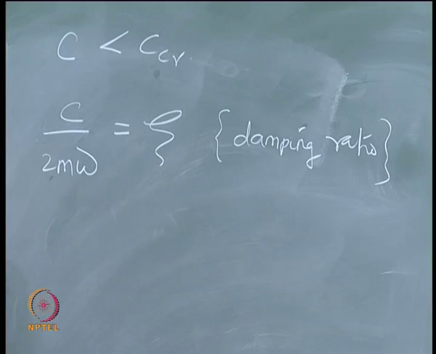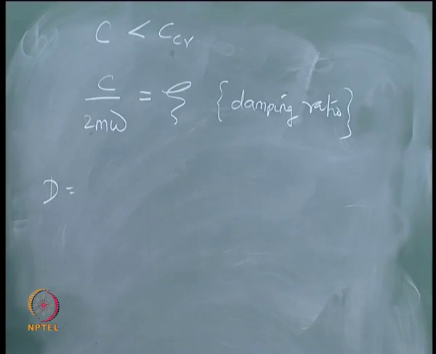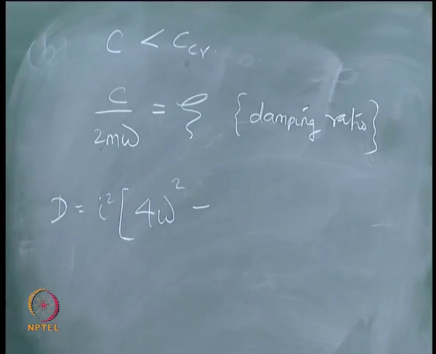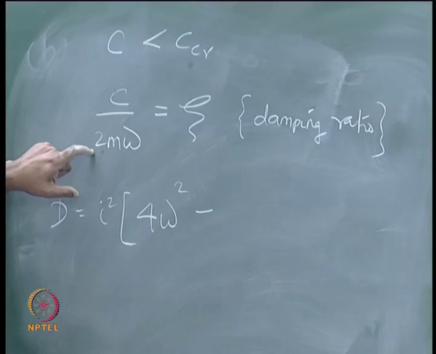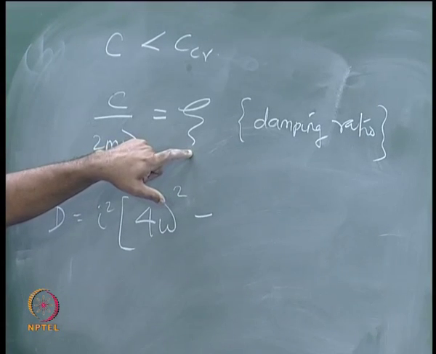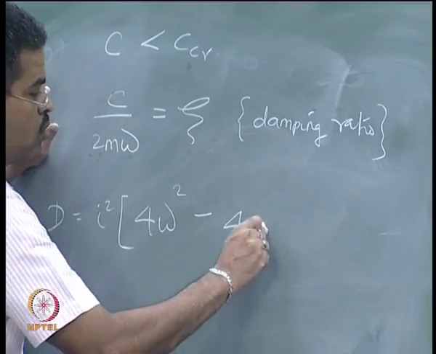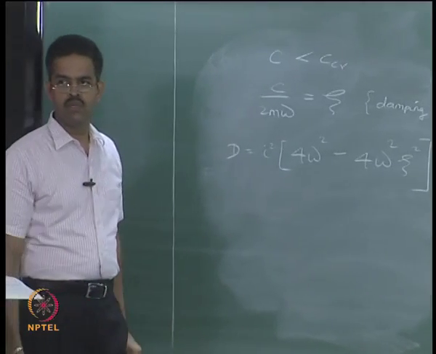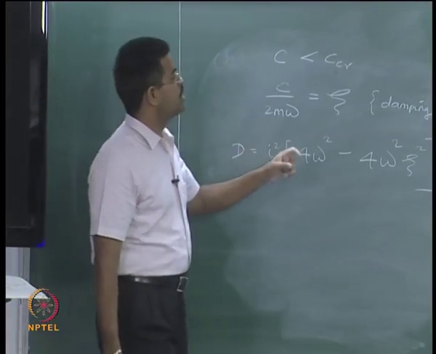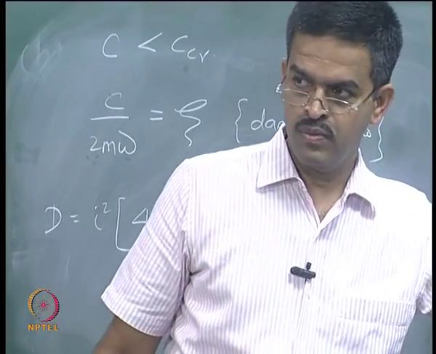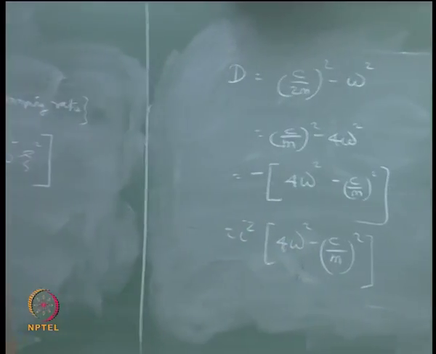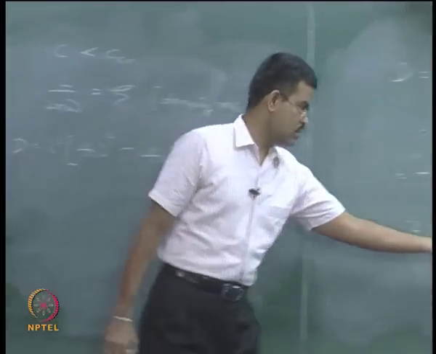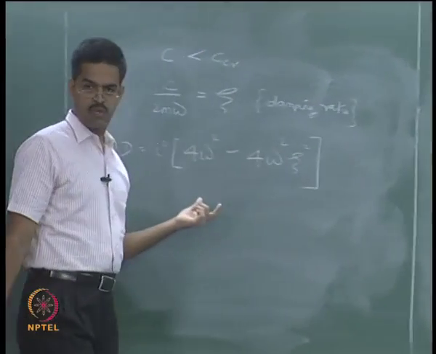So getting it back, the discriminant D will be the square of 4 omega square minus c by m. So I should say (2 omega zeta) the whole square, okay, that is 4 omega square zeta square. Is that okay? C by m is already here. So c by m is 2 omega zeta. I have a square value here. Substitute that, I get 4 omega square zeta square.